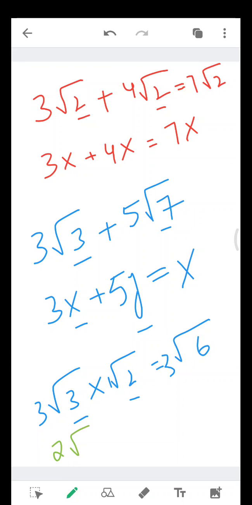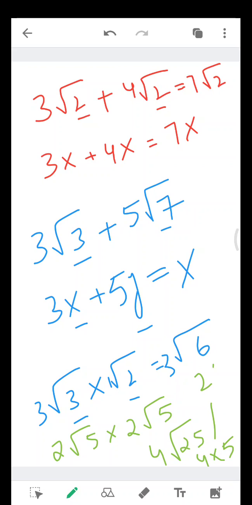Okay, if I give you another one like this, 2 root 5 into 2 root 5, what will be the answer for this? Multiply the numbers outside the root, that is 2 twos are 4, and root 5 into root 5 is root 25. Root 25 is 5, so 4 into 5, 4 fives are 20. So the answer for this is 20. This is the way we simplify.